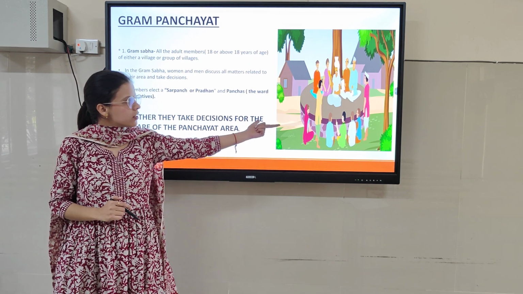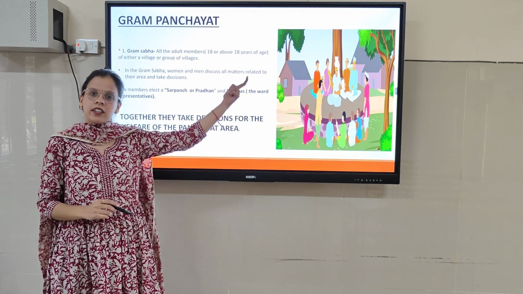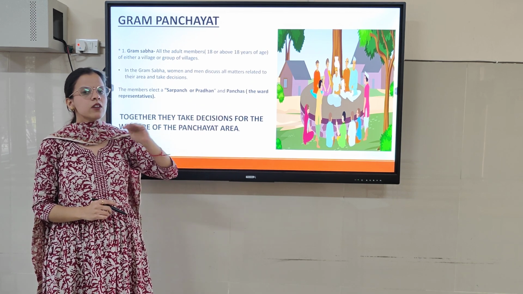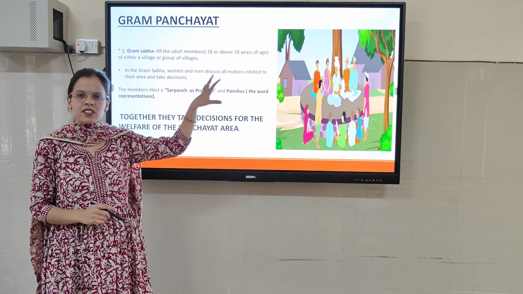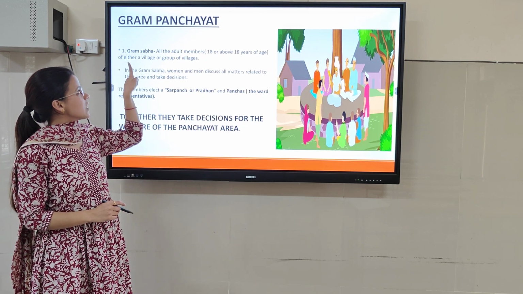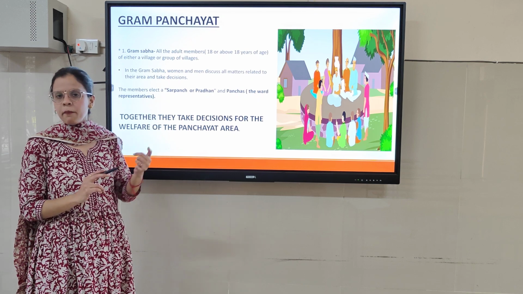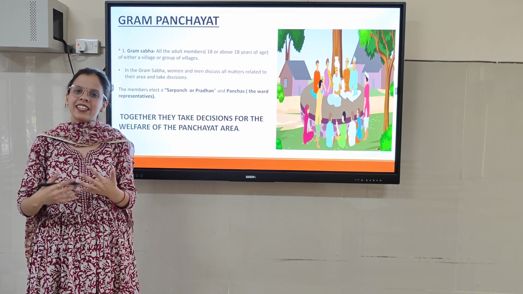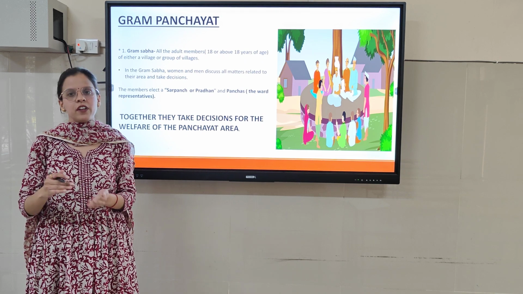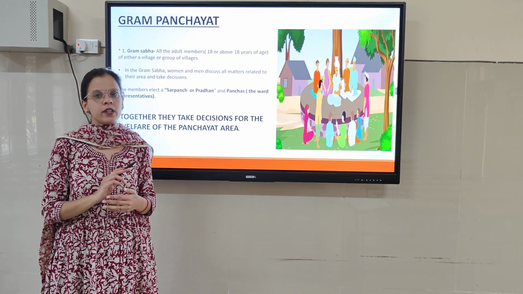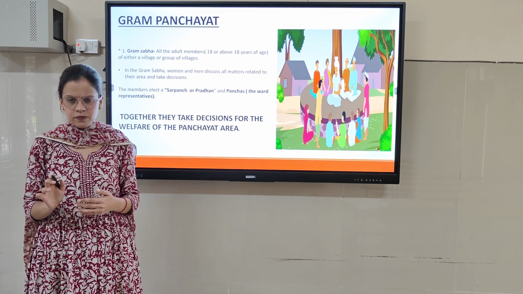You can see in this picture a group of people is sitting near the tree and a certain group of people is sitting at a lower platform. So what is the story about this picture? We have the first thing, which is the Gram Sabha. Gram means village and Sabha means what? An organization, an assembly. So an assembly of the village. Gram Sabha includes all the adult members of the village area.